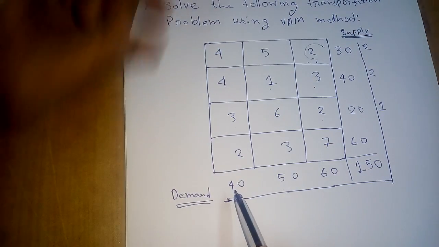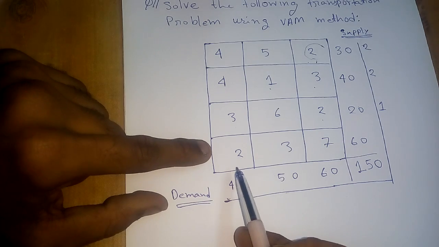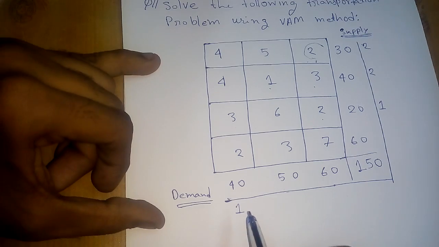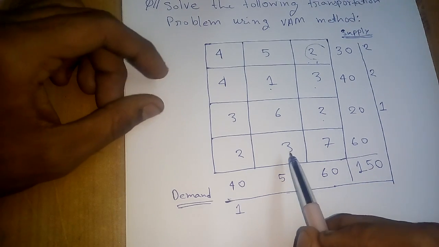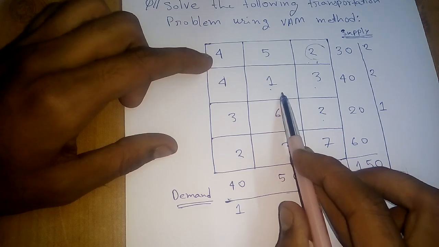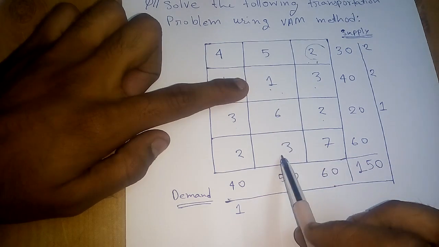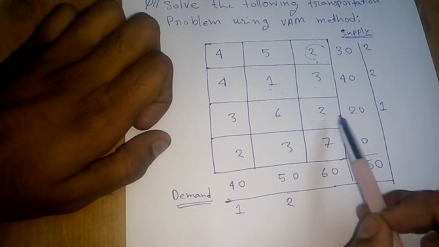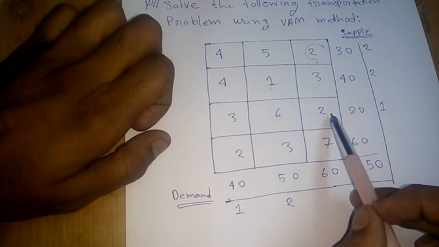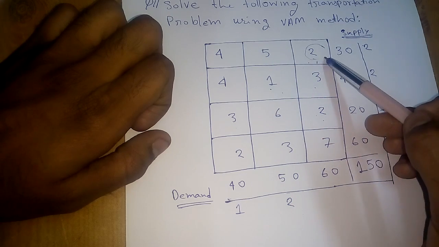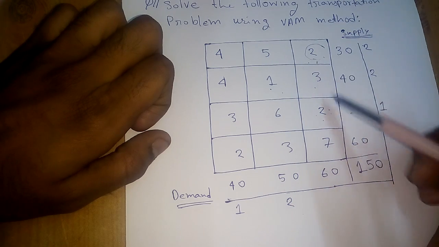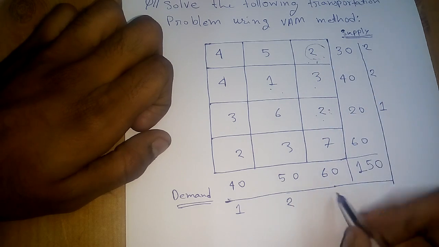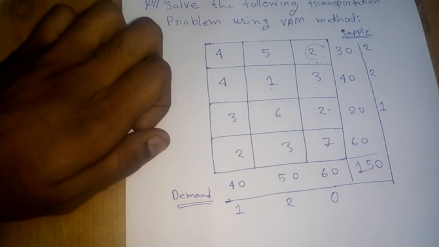Now in this first column the minimum value is 2 and the greater value than 2 is 3, that is 1. The difference is 1. In the second column minimum value is 1 and the greater value than 1 is 3. So the difference is 2. Here the minimum value is 2 and there is also one similar value here, 2. So this is the minimum value and there is another same value here. So the difference is 0 here.